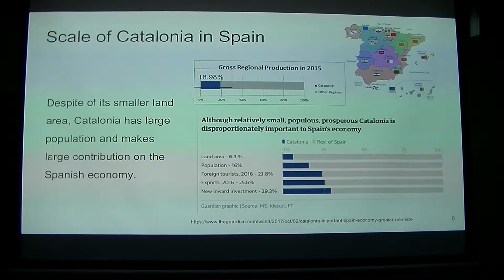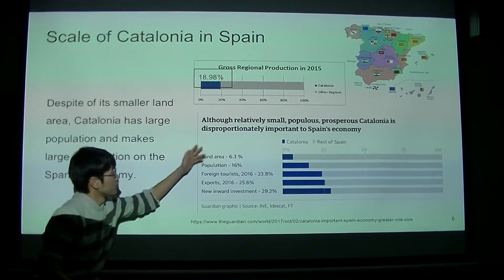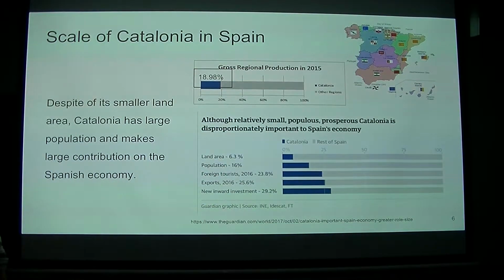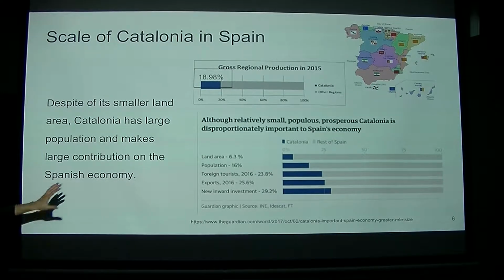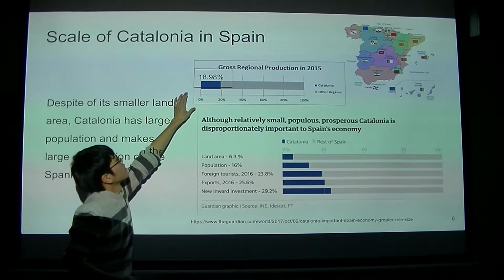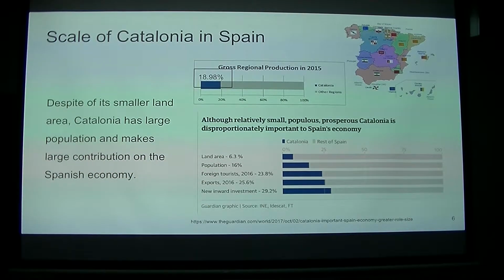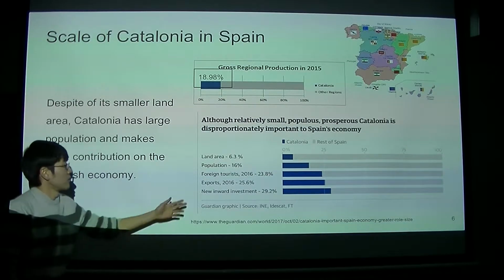The next is the scale of Catalonia in Spain. Despite its smaller land area, Catalonia has a large population and makes a large contribution to the Spanish economy. Please look at this rate, a bit small, but just looking at the percentage, the land area is only 6.3%, but the population is 16%. And this is a quotation, but I use the data. The gross regional production in 2015 is almost 20%. It's very large.